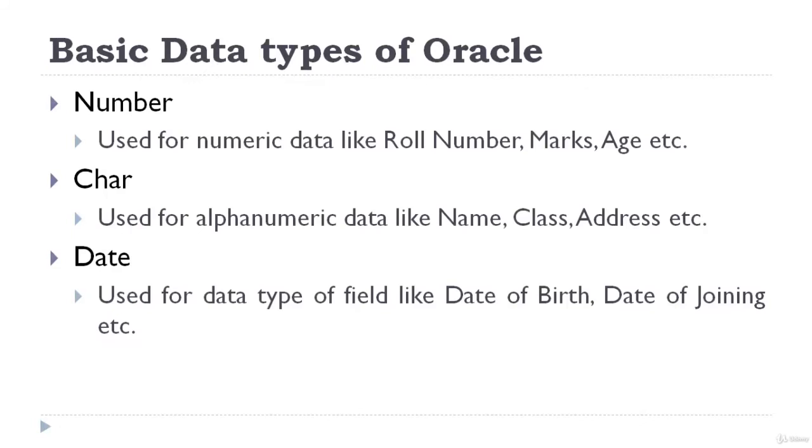We will use Oracle to perform all operations in this course. And Oracle has three major data types: number, character and date. Number is used to store numeric data like roll number, marks and age, while character is used to store alphanumeric data like name, class and address. Date is used to store fields like date of birth and date of joining. We will use these data types significantly during creation of tables and their manipulation.